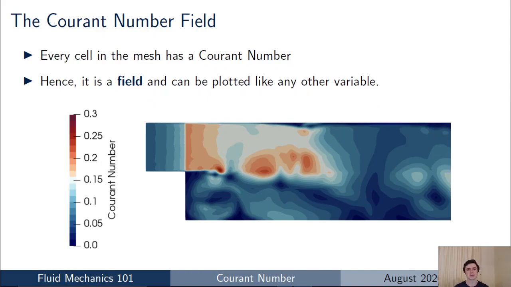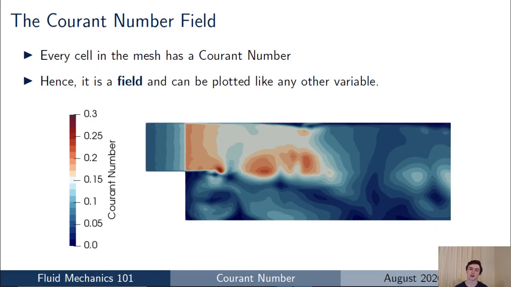So if we think back to that previous definition that we used, remember that we're using the face velocity and the distance across the cell and the time step. And of course, every cell in the mesh is going to have a different velocity on the face. And it's also going to have a different size and a different shape. So what that means in practice is that every cell in the mesh has a different Courant number. There's not one single Courant number for your CFD calculation. The entire CFD mesh has a Courant number associated with it.